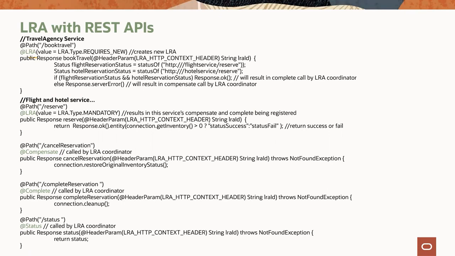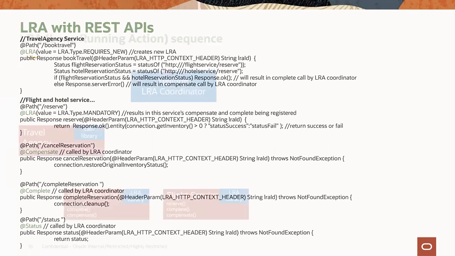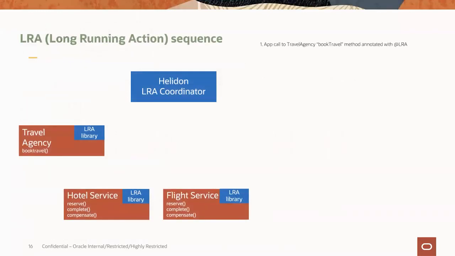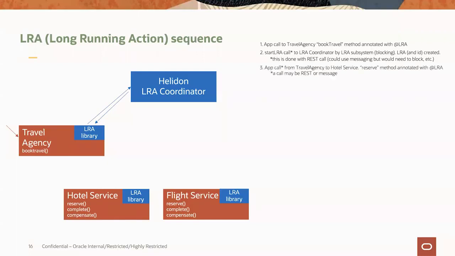So let's just walk through that again in a little more detail. So we have the application calling the travel agency. Because of that annotation, behind the scenes, the LRA library or client, whatever you want to call it, that resides with the microservice, calls the coordinator and enlists that travel agency. It starts the LRA Saga.